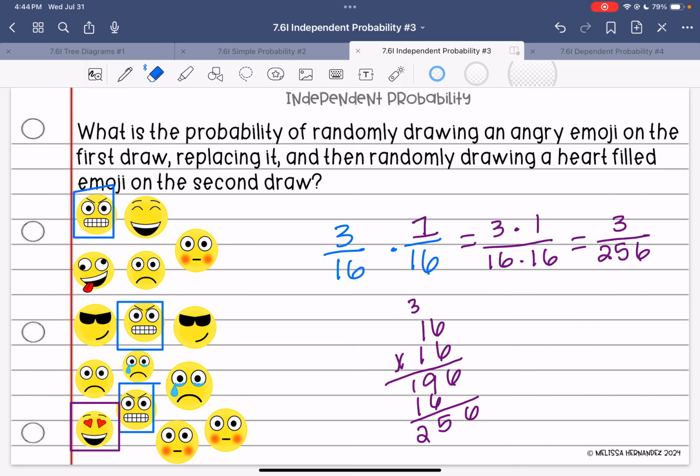All right, so that's the last one on independent probability.